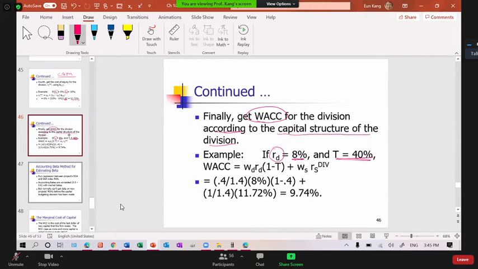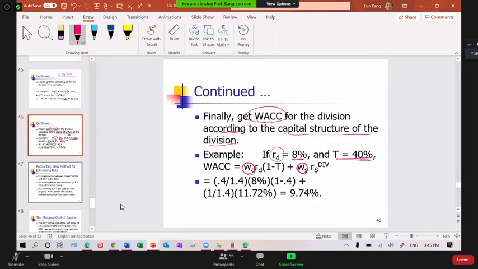And be careful. This WD is debt weight, right? Debt weight, okay? Or debt ratio. It's not the D ratio. So many people put 0.4 times this, that's wrong. Definitely wrong. So you have 0.4 times this or 0.6 times that, that's wrong, right? Be careful. This is debt weight. So you have to be very careful about that.